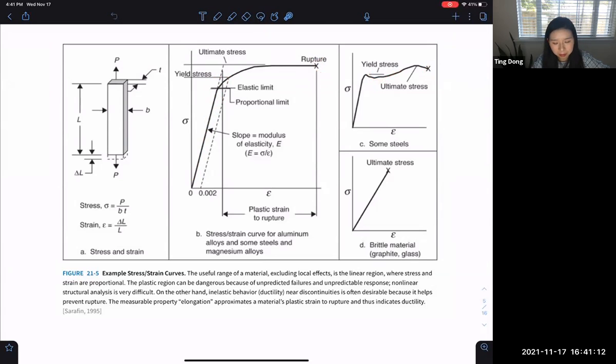And for some brittle material like glass or ceramic material, there's no yielding or anything. It just goes through this linear region and then ruptures and breaks directly. So this is the basic information of the structure, how it will fail for different types of materials.